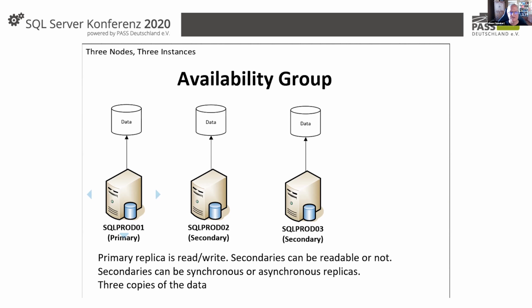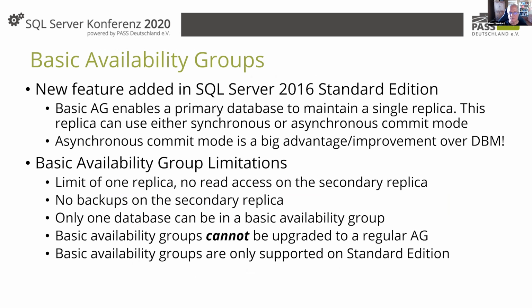So if you have SQL Server Standard Edition, it used to be you couldn't use availability groups until SQL Server 2016. Now you can use what are called basic availability groups. And this lets you basically do the same thing you can do in database mirroring with a couple of minor changes, but it lets you create a basic availability group that has only 1 database. You can't have multiple databases in it, and you can only have 1 copy of it. So it's very similar to database mirroring.